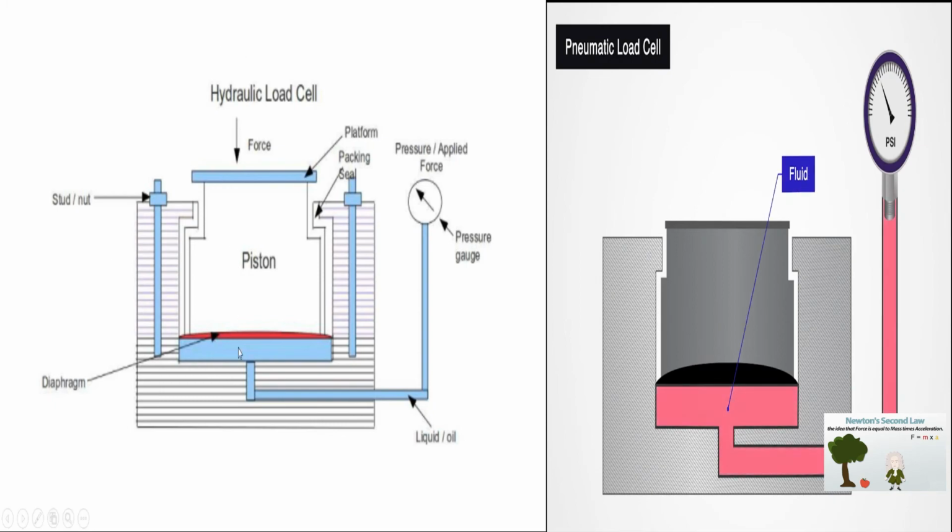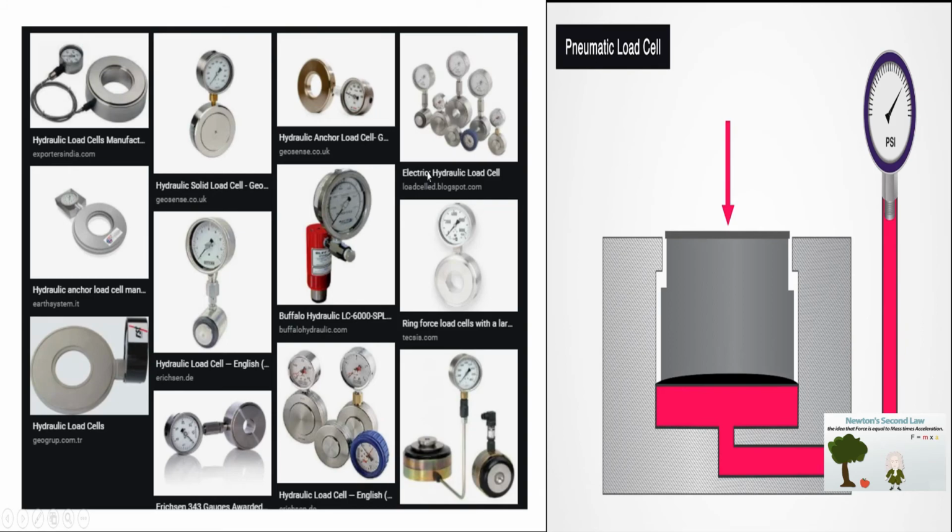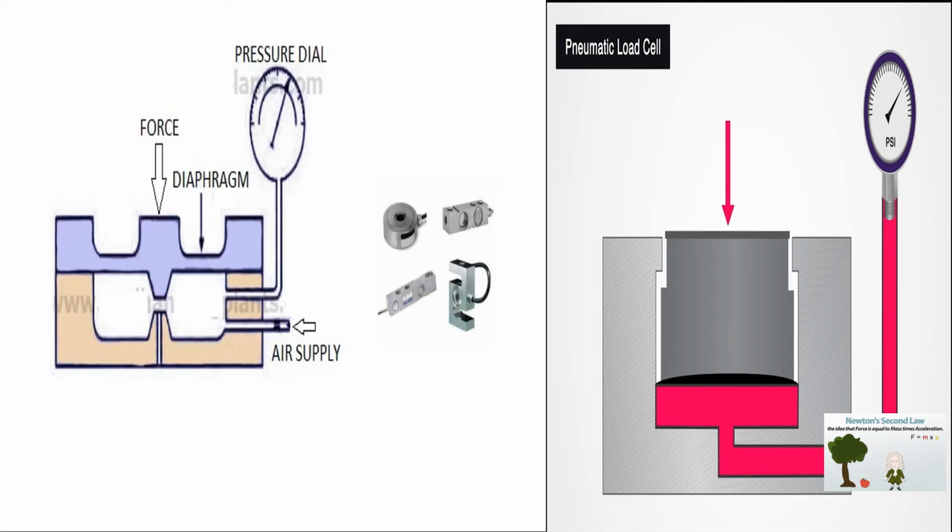As we apply force, this incompressible liquid produces a force in the spiral Bourdon tube, and we calculate pressure from this. Here are some real life examples of hydraulic load cell. These are examples of hydraulic load cell.